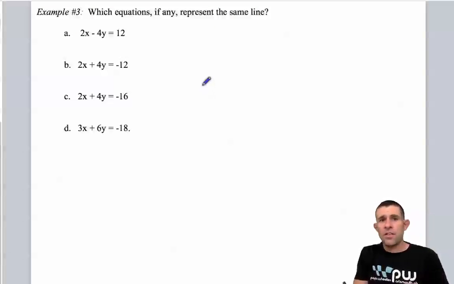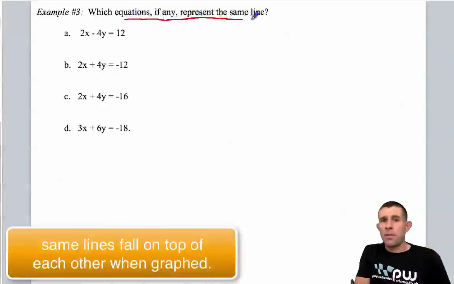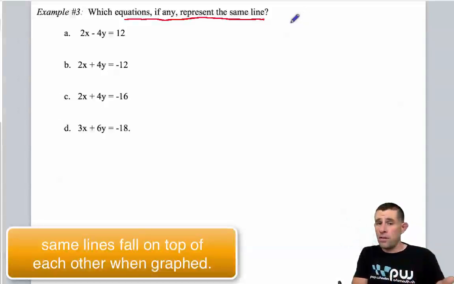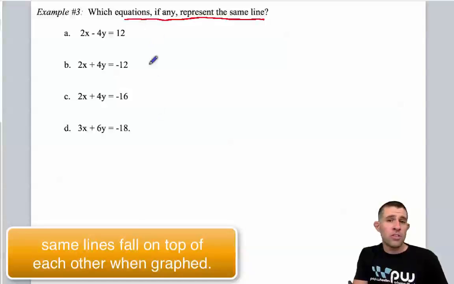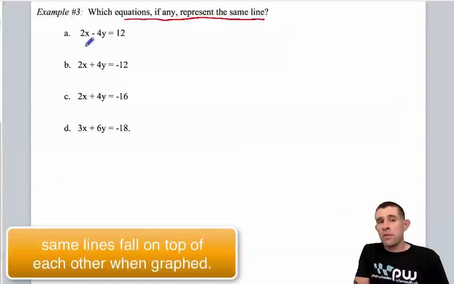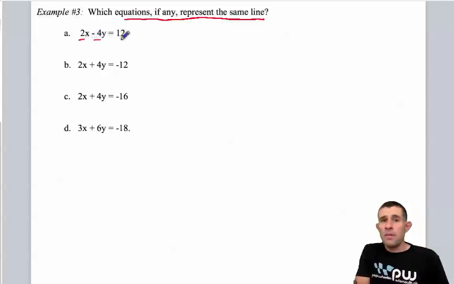All right, in our next example here, we're asked which, if any, of these equations represent the same line. Well, if they're the same line, they have to have the same slope, they have to have the same y-intercept. In other words, they actually have to be multiples of each other. So one thing you can do here by looking at each one of these equations is you can see that there's a common factor you can pull out of each one of those terms.